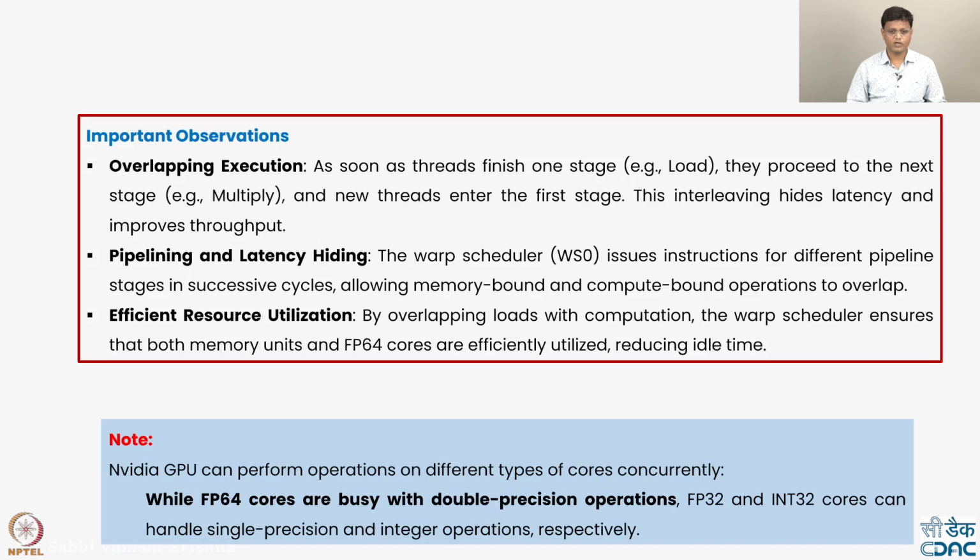There is one important note. The NVIDIA GPU can perform operations on different types of cores concurrently. That is a feature that has been added from V100 onwards. While FP64 cores are busy with double precision operations, FP32 and INT32 cores can handle single precision and integer operations respectively.